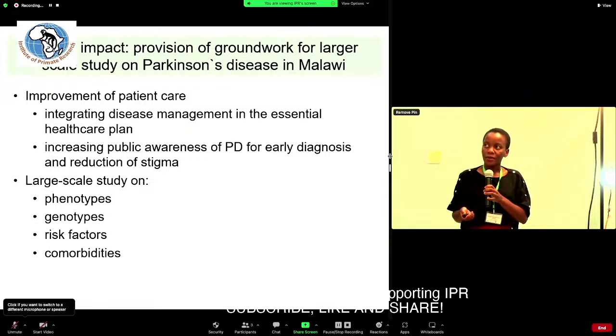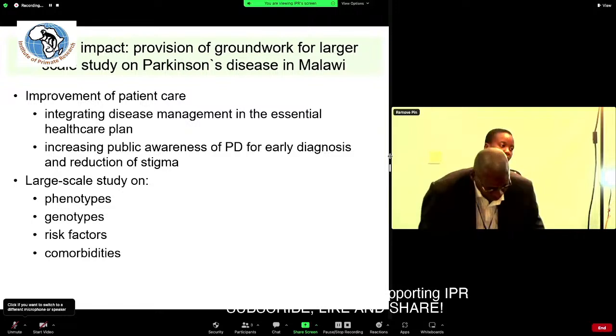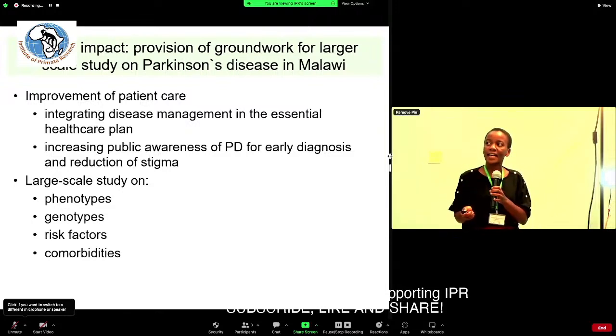So we want to carry out this project basically to establish groundwork for a larger scale study for Parkinson's disease in Malawi. So in the long run, we would think of improving patient care, integrating Parkinson's disease management in the essential healthcare system that at this point mainly focuses on the things I talked about, and increasing public awareness of PD for early diagnosis and reduction of stigma.